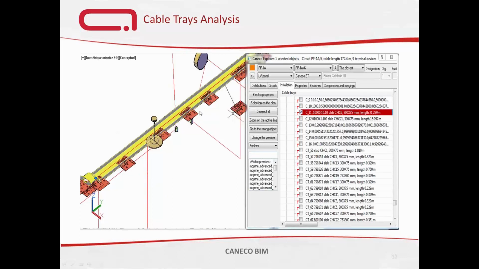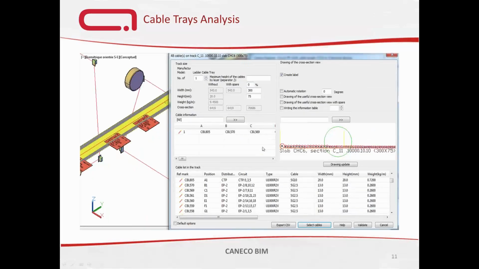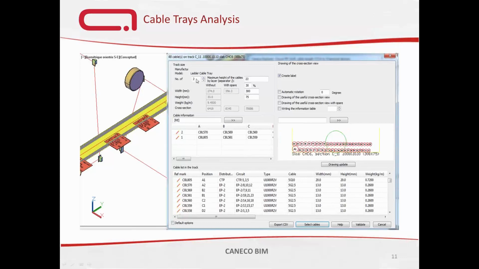And if it's not, you have some warnings telling you in red this part of the cable tray is not big enough. So you can have a view on this point, and you can see here that the way all the cables in the cable tray are running is not big enough. You can say that you want to put the cable in 2 layers, so you can have a reserve if you want to, and you can manage the way the cables are running through the cable trays.